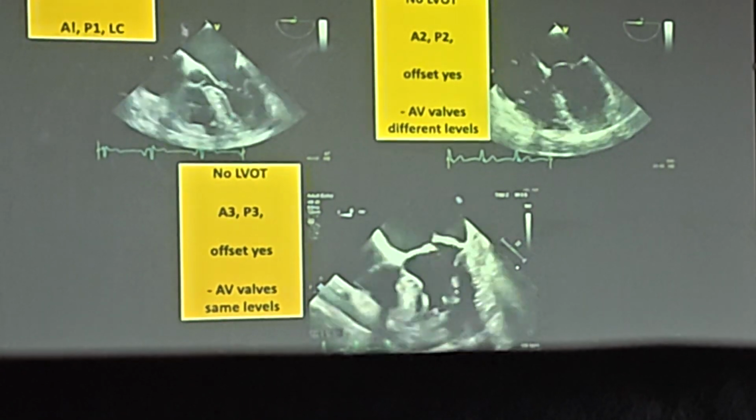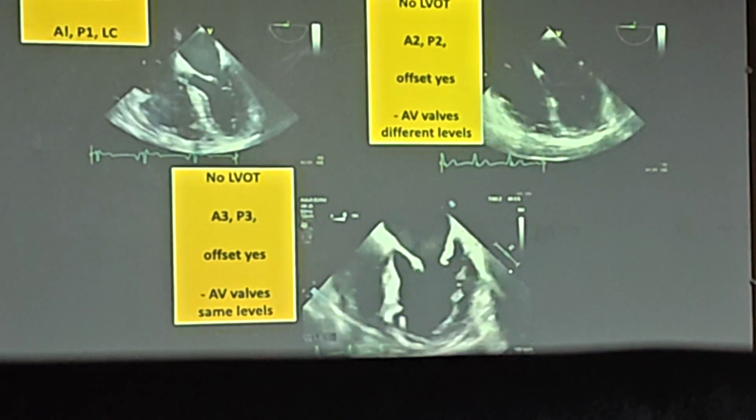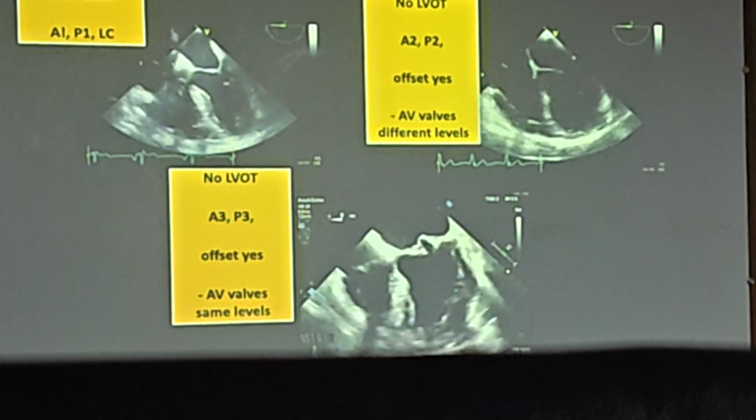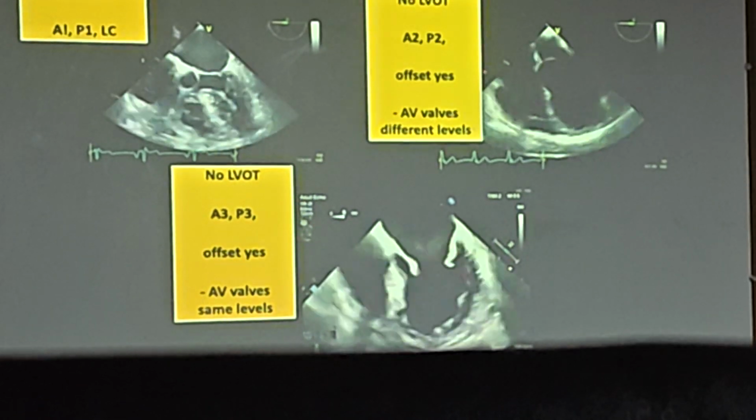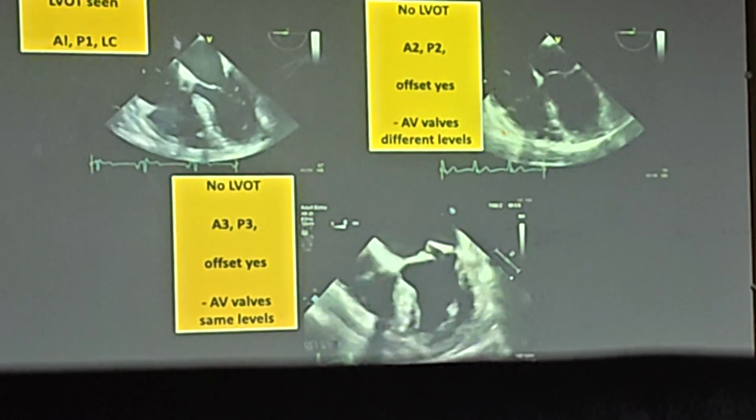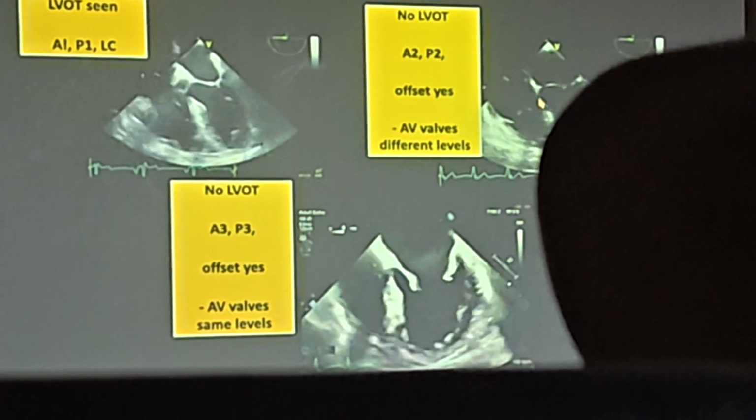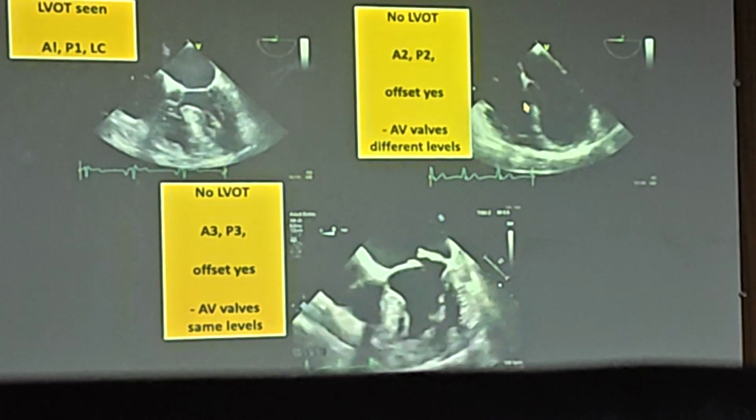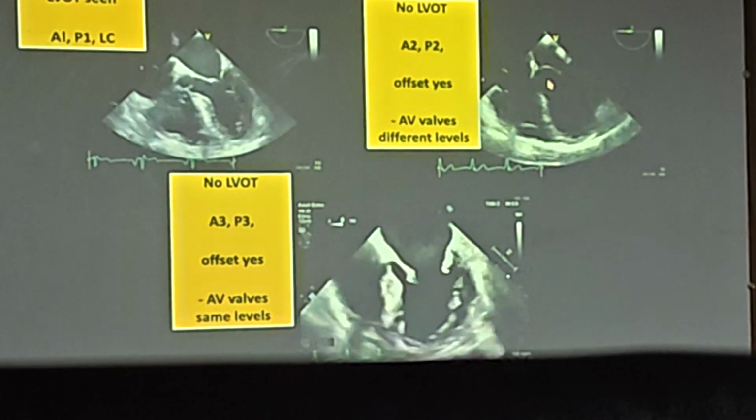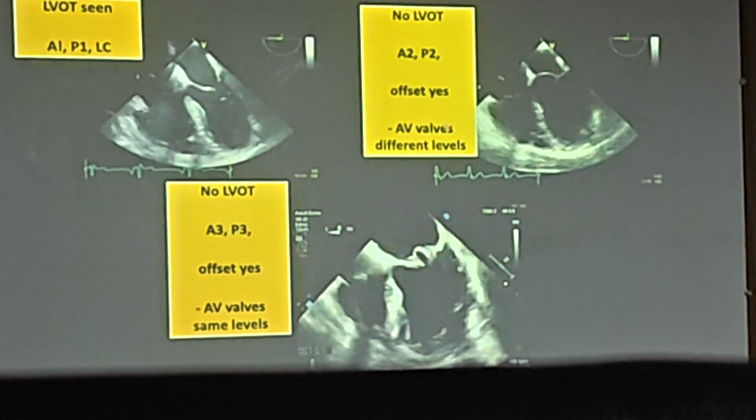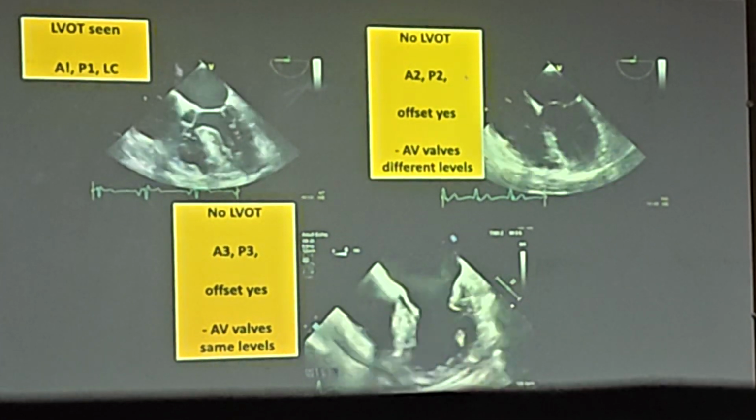So now it transitions to A2, P2. At this point you have to keep in mind that there is an offset. You have the two AV valves at different points. The tricuspid valve is more apically displaced, and the mitral is upper. So this is the offset. When you have this offset, it's going to be A2, P2.